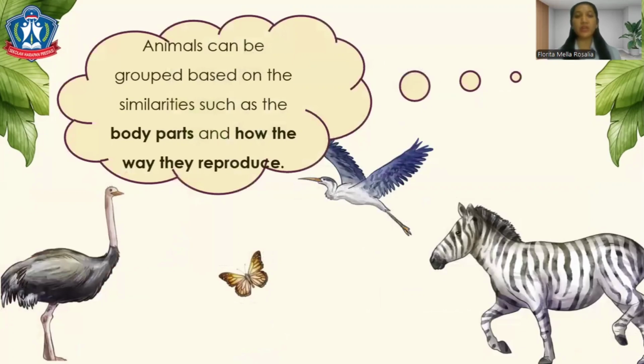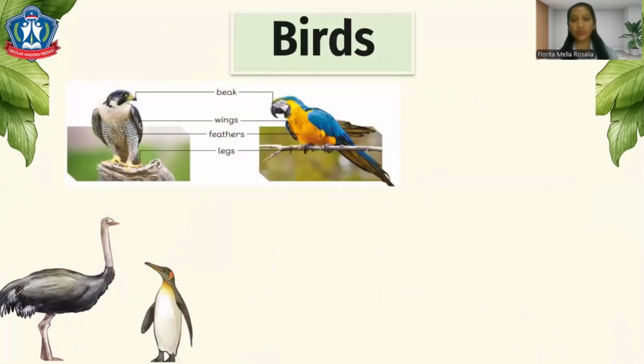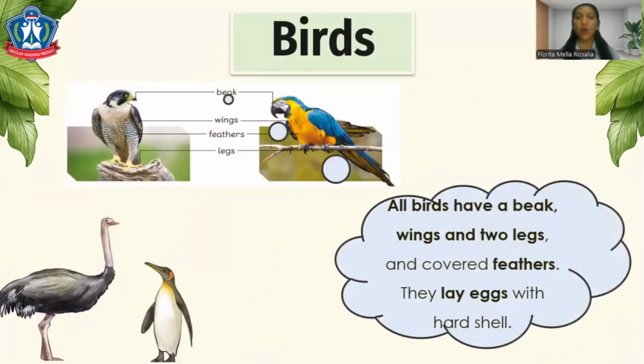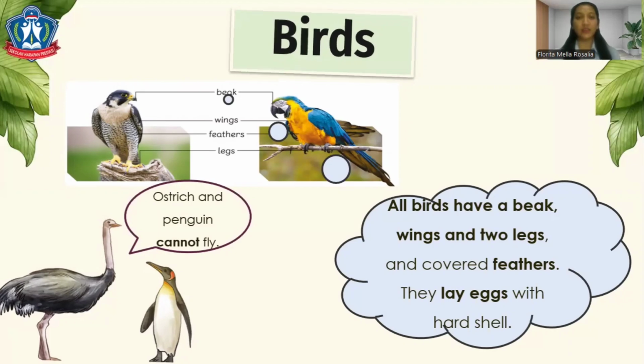Animals can be grouped based on the similarities, such as the body parts and the way they reproduce. Let's start with the first one, birds. What do they have? All birds have a beak, wings, and two legs, and are covered with feathers. They lay eggs with a hard shell. Take a look at these examples. Ostrich and penguin cannot fly, but they are birds.